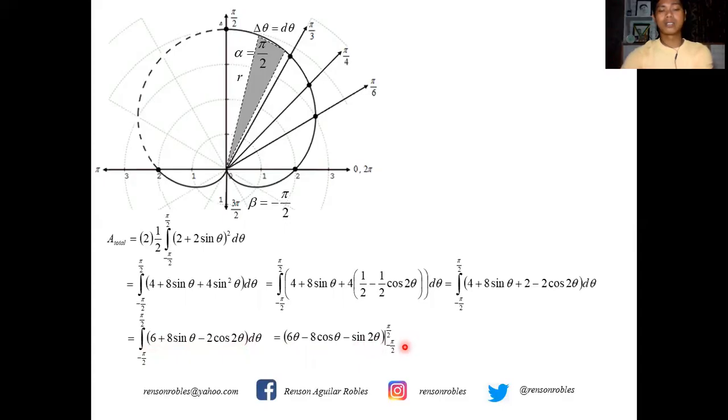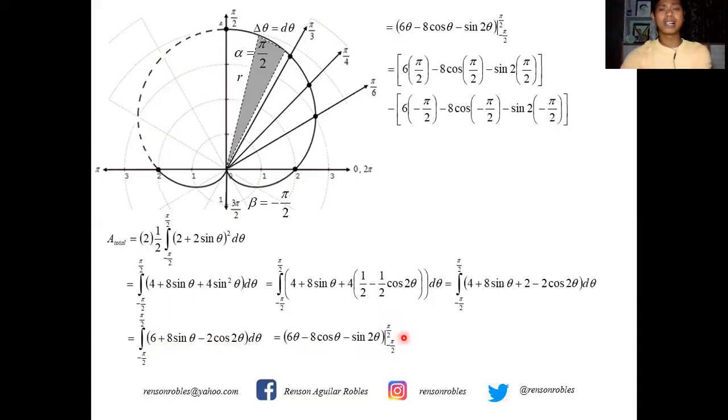And then we are ready to replace theta by negative pi over 2 and pi over 2. Evaluating the definite integral, we have 6 times pi over 2 minus 8 cosine pi over 2 minus sine 2 times pi over 2, and then replace theta by negative pi over 2. And then minus 6 times negative pi over 2 minus 8 cosine negative pi over 2 minus sine 2 times negative pi over 2.